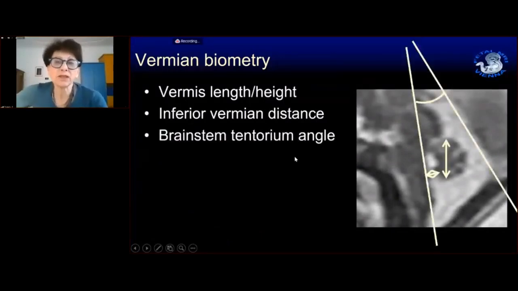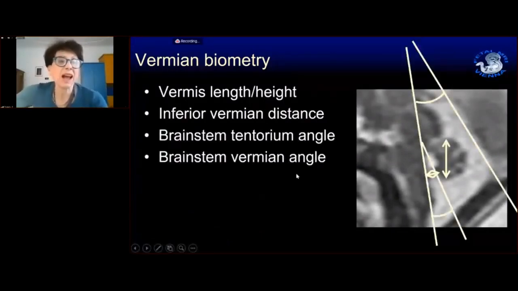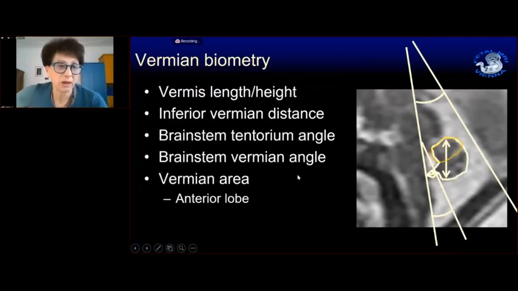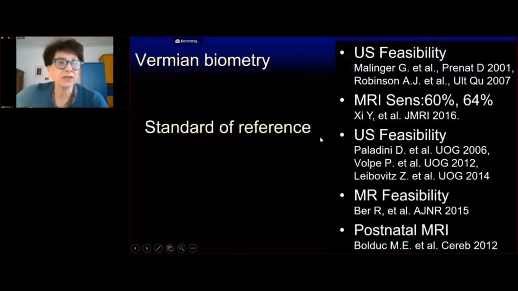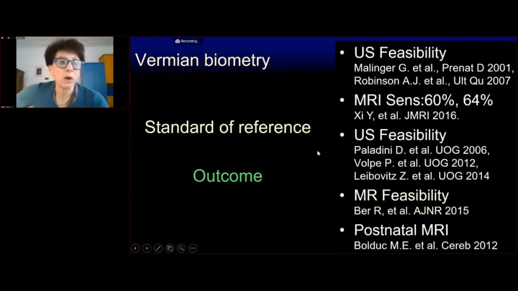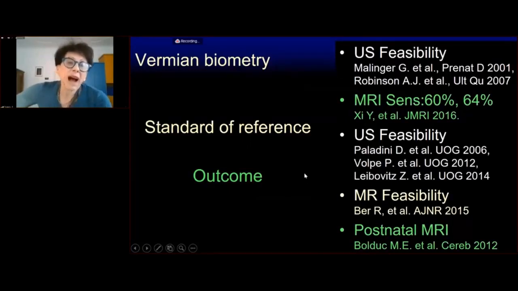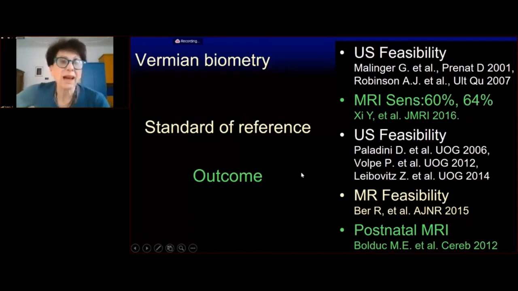But now, what is really the gold standard for all that? Is it ultrasound? Is it MRI? Well, the standard of reference is always the outcome. And so we really have to try to get an outcome of all these cases, either per postmortem workup or by observing the children, not only after birth, but also when they are older. There are a lot of pitfalls in vermian biometry. The growth of the vermis may catch up later.